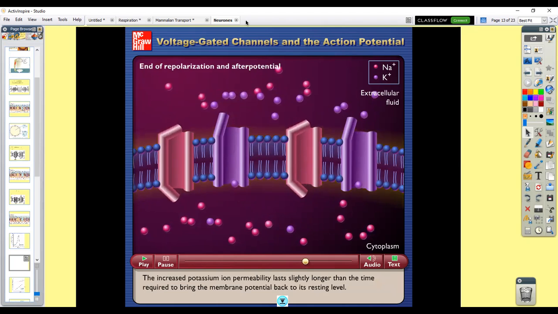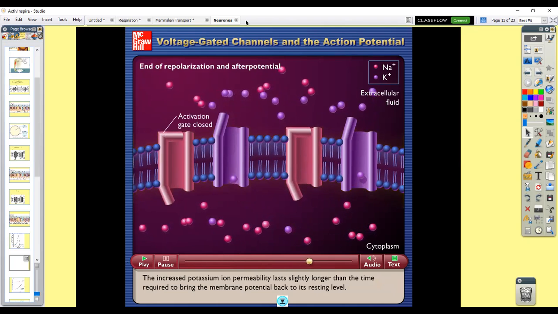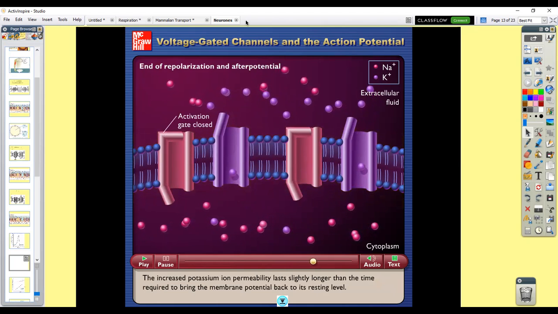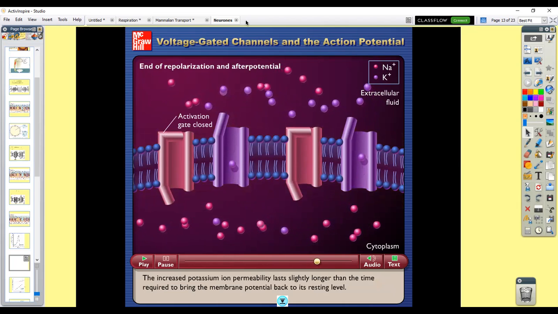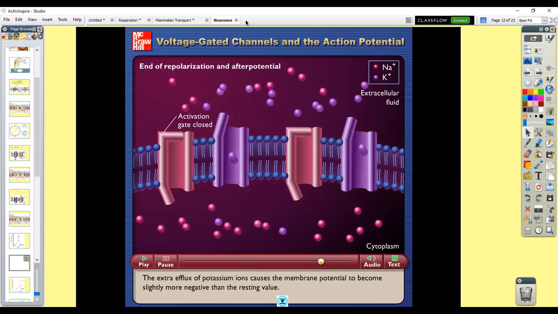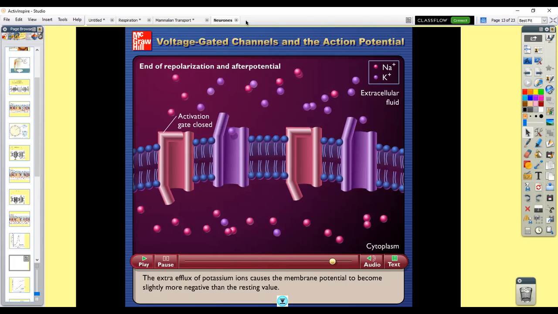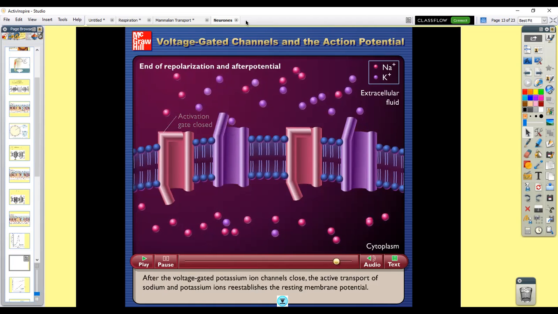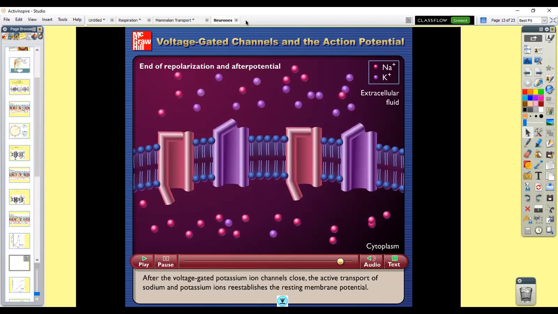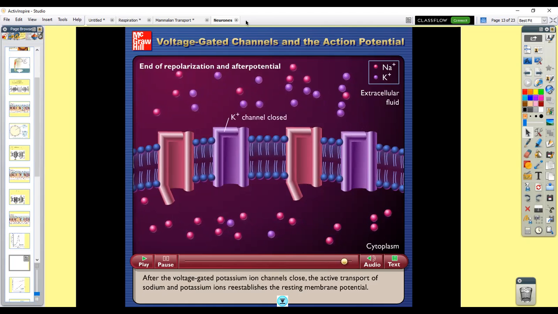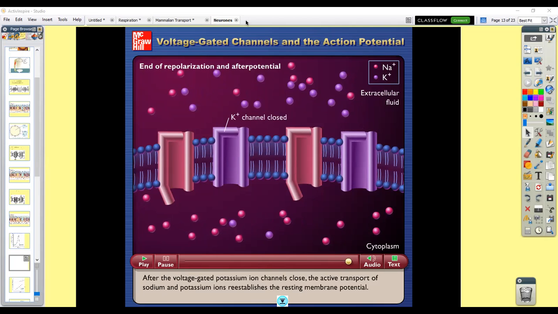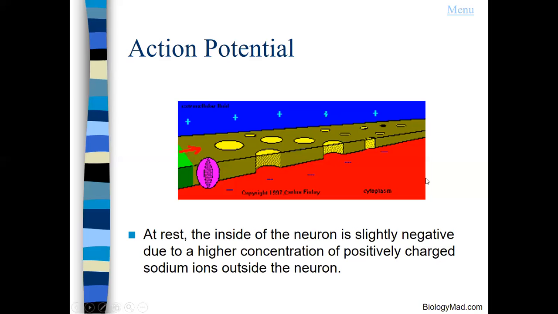The increased potassium ion permeability lasts slightly longer than the time required to bring the membrane potential back to its resting level. The extra efflux of potassium ions causes the membrane potential to become slightly more negative than the resting value. After the voltage-gated potassium ion channels close, the active transport of sodium and potassium ions reestablishes the resting membrane potential. Okay, we can also see that in this little animation or this little PowerPoint.